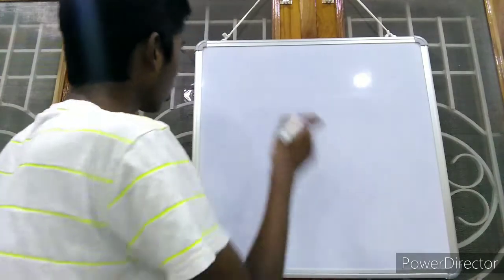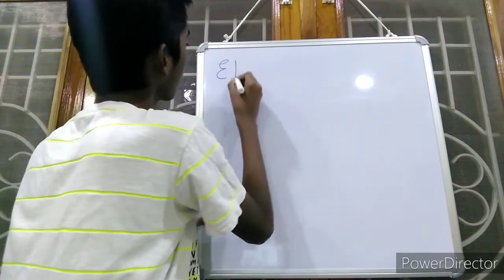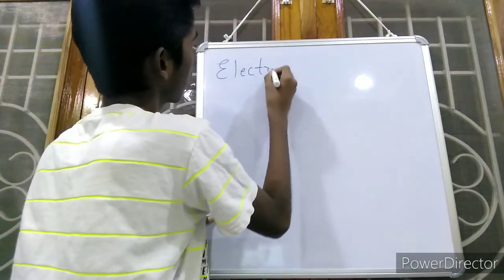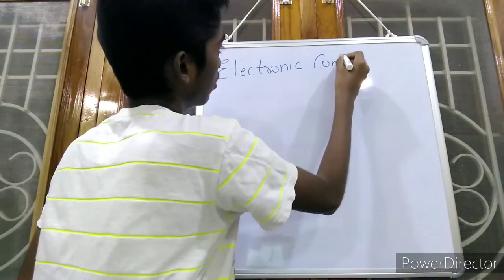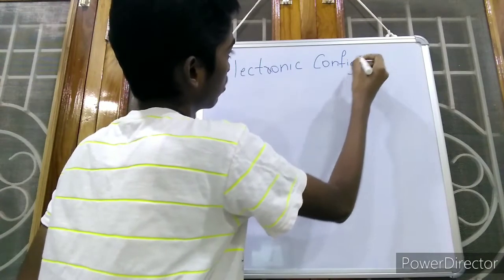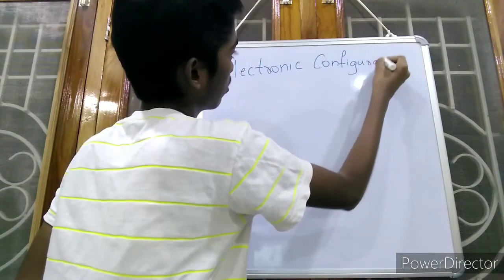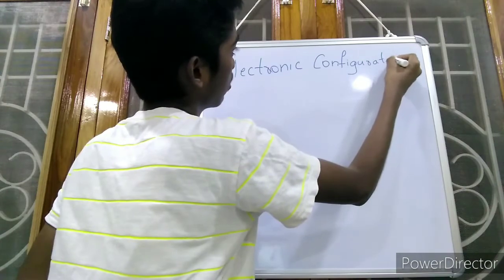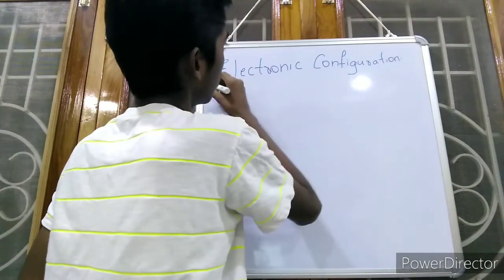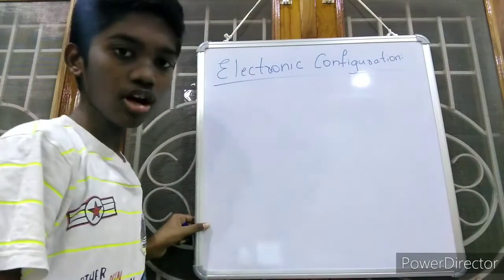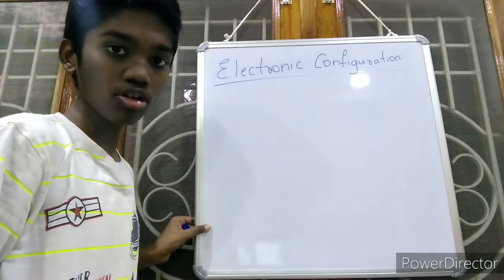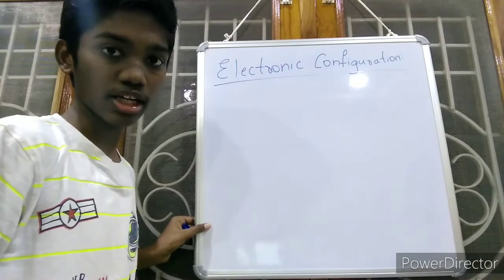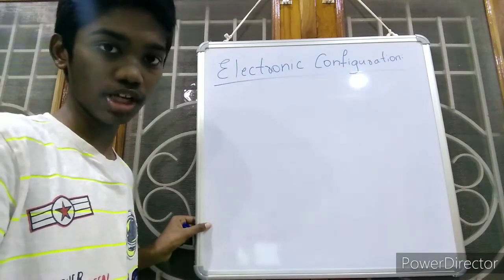In this video I will explain to you about electronic configuration. Electronic configuration is nothing but the systematic arrangement of electrons in both orbits and orbitals of an atom, which is called electronic configuration.